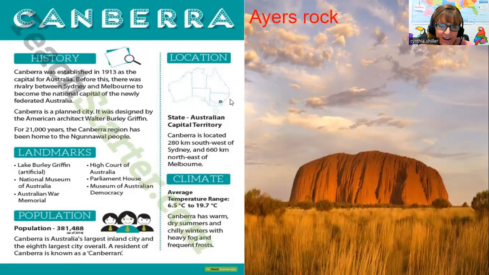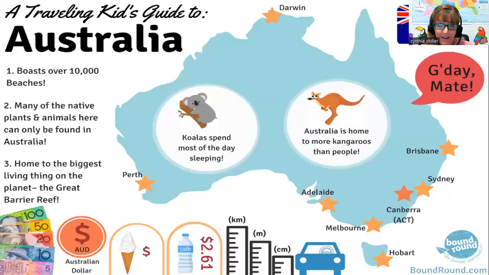So right here, Canberra is located southwest of Sydney and northeast of Melbourne. And that's their capital. They got some different landmarks that make it extra special. They have a museum, war memorials, and all different kinds of things to do. And it's also the largest inland city, 8th largest city overall. But Australia, home to more kangaroos and people. It's got those koalas and all different cities like Sydney, Melbourne, Adelaide.